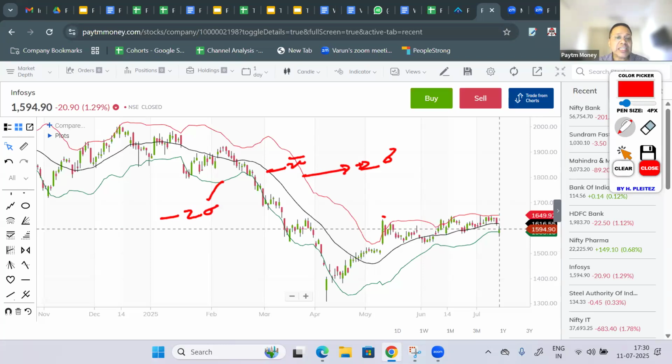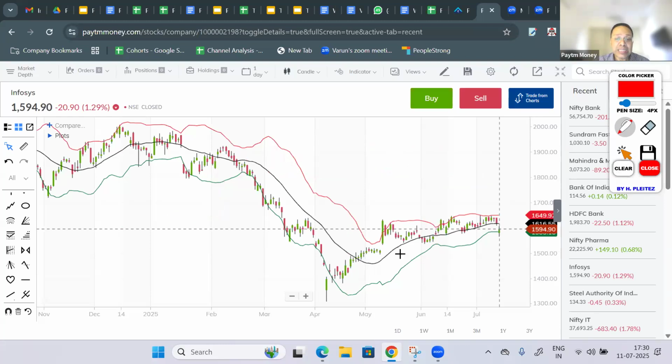Now, if you look at it, it keeps on expanding and contracting. Sometimes it becomes very narrow. Sometimes it becomes very wide. So it contracts and expands, contracts and expands. It depends on the standard deviation. Standard deviation depends on the volatility. When the volatility increases, standard deviation increases and the channel expands.